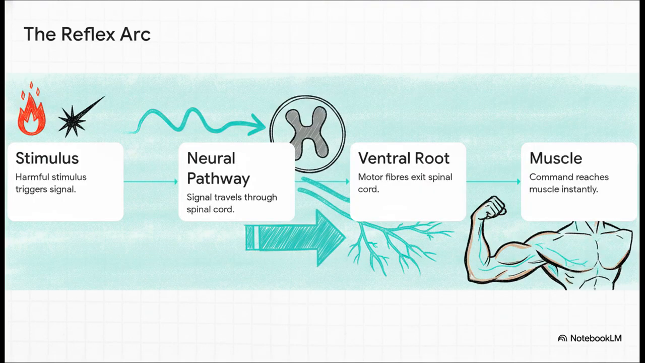Okay, so how exactly does this emergency pathway work? Let's track this chronological flow step by step. Step 1, a harmful stimulus happens, and the signal shoots into the spinal cord. Step 2, the signal catches a rapid neural pathway directly through the spinal cord, and, this is key, it entirely skips the trip up to the brain. Step 3, the motor fibers immediately exit through the ventral root of the spinal cord. And finally, step 4, the command hits the muscle, triggering an instant protective contraction.